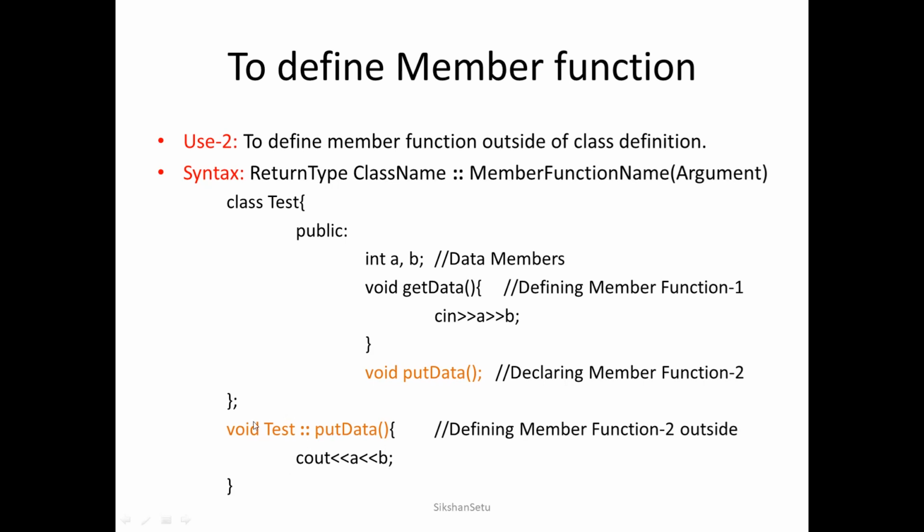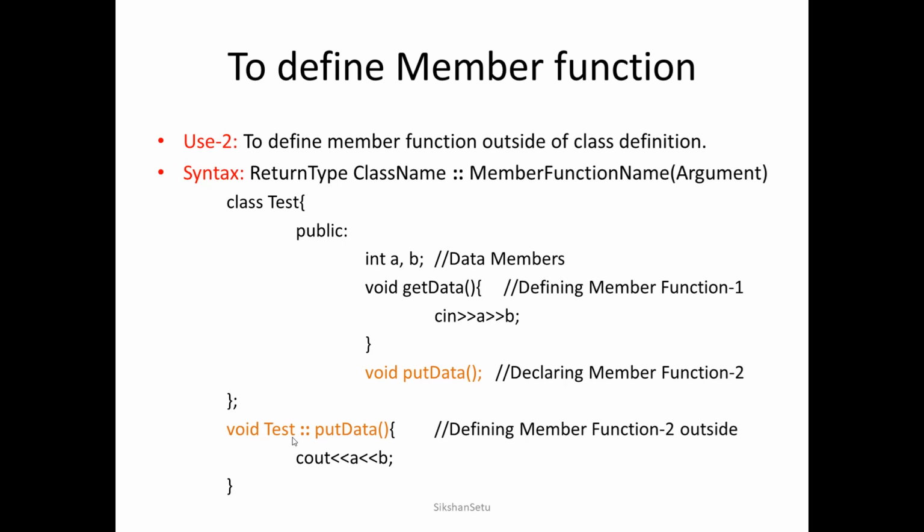So here this test specifies that this put data function belongs to the test class. So in this manner we can define a member function, which is not defined within the class, outside the class. So this is another use of the scope resolution operator.